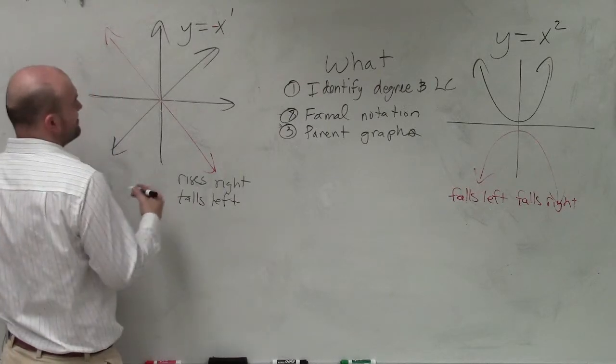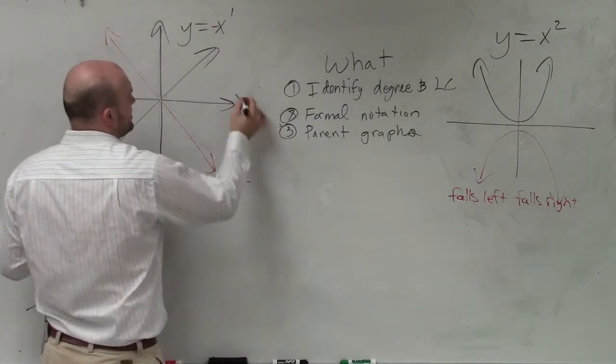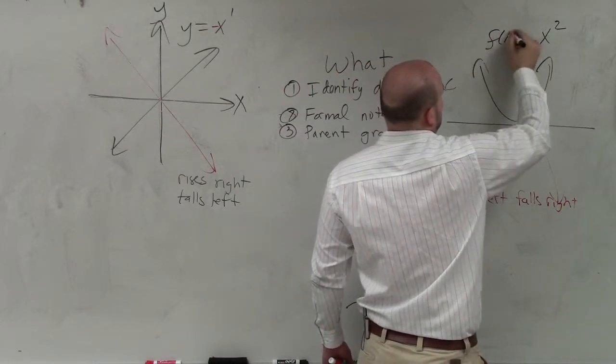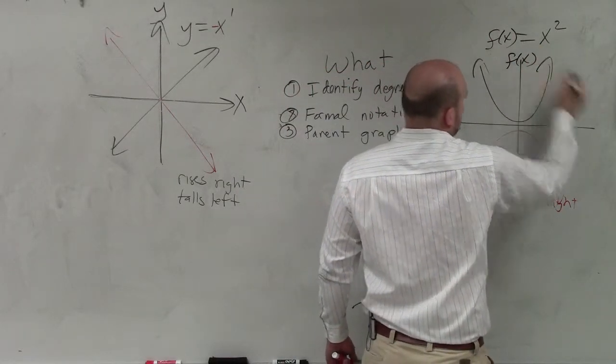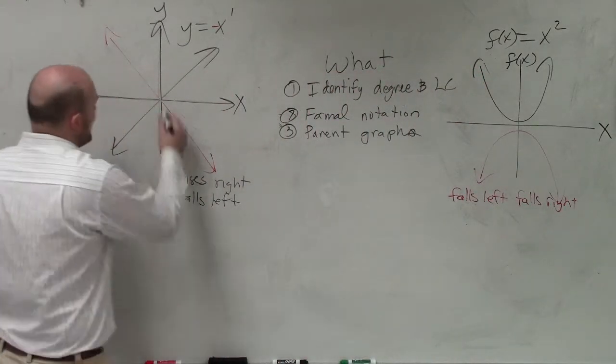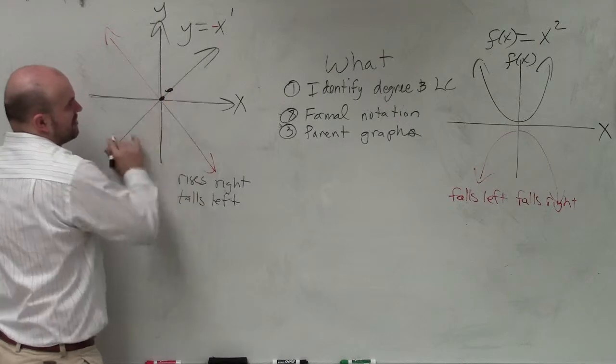And what formal notation basically looks at is our two axes, let's say x and y. And let's do this one actually as a function, f of x. So we'd have the f of x axis and the x-axis. Basically, I'm going to use the black graphs.